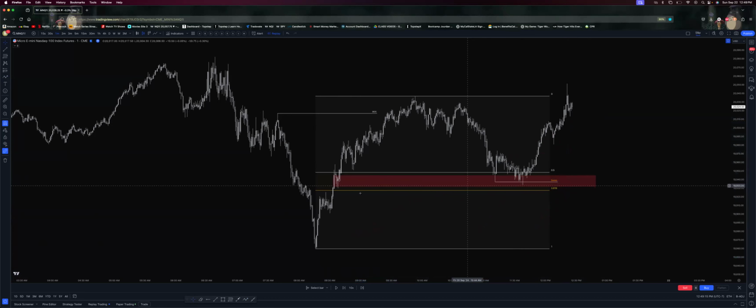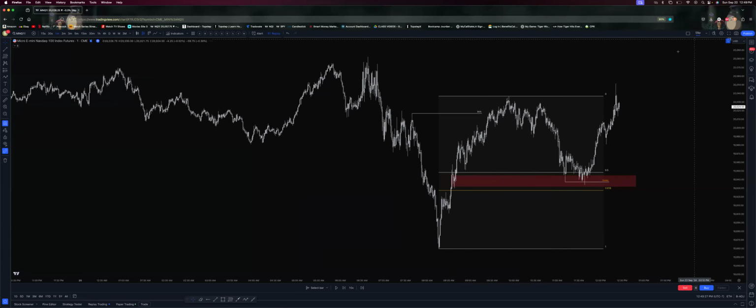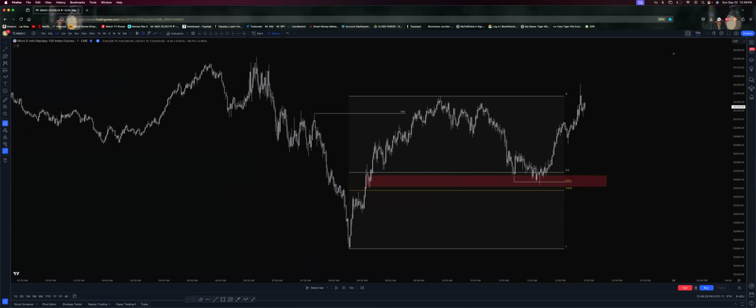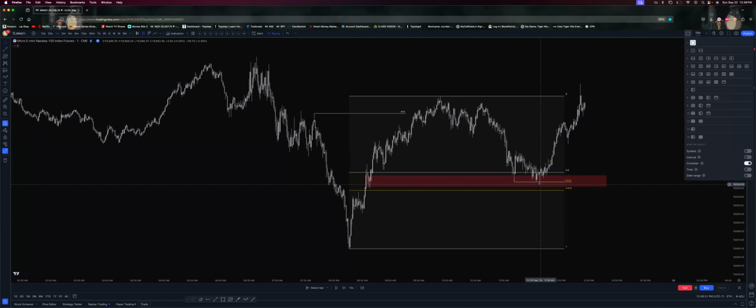So an internal sweep, fair value gap, internal take you to external draw is a turtle soup. Okay, got it. You know what messed me up? I kept waiting for the 618. I waited for the 618, and it never did it. That's what messed us up. That's why I just took this, because we saw the sweep, right?